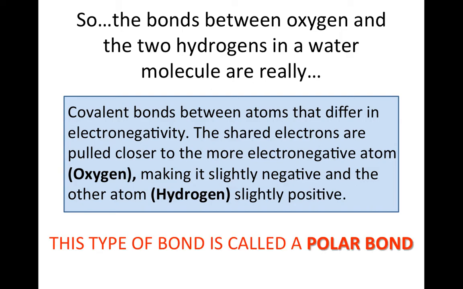This is what we call a polar bond, meaning it's got a positive side and a negative side. The positive side is where the hydrogens are. The negative side is where the oxygen is, because it is pulling the electrons away from the hydrogens.